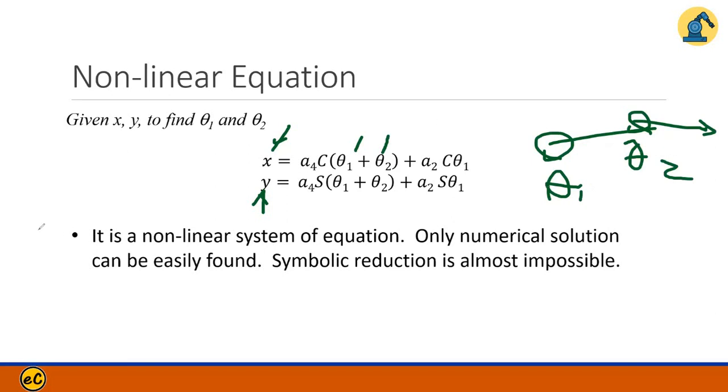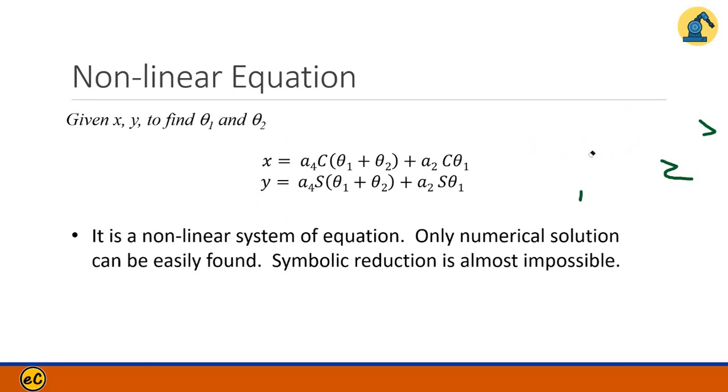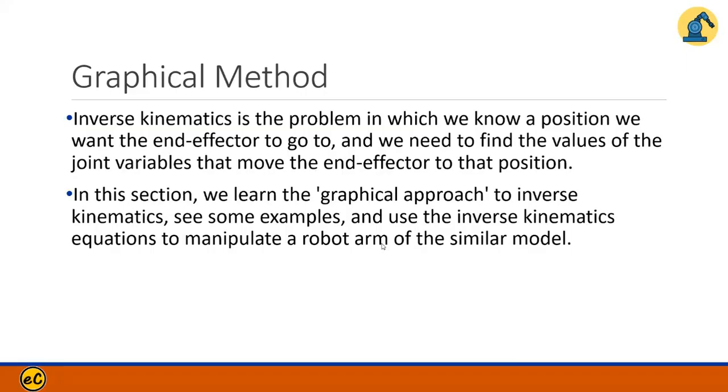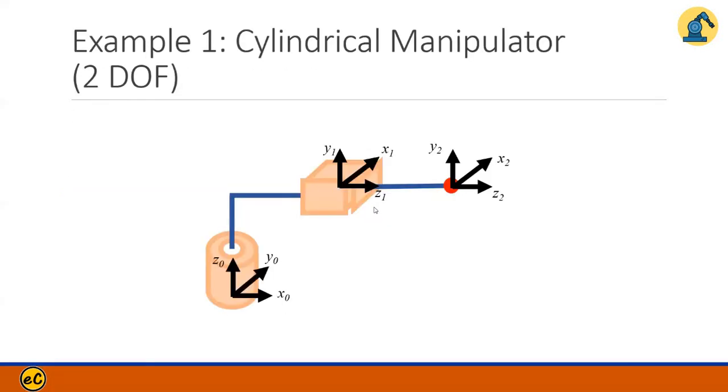But that is not easy. You get the x, y, you try to solve theta 1 and theta 2. That's not easy, even though you can formulate it using the Denavit-Hartenberg matrix. So there are several different workaround methods. Number one is the graphic method.